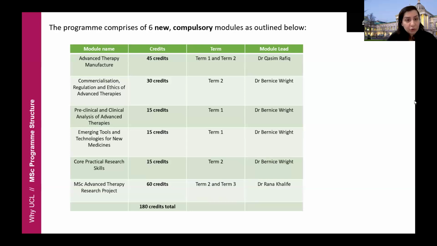You have 6 modules. You have the advanced therapies with Professor Qasim Rafiq, in term 1 and term 2. Then in term 1, you have the preclinical and emerging tools with Dr. Bernice. And in term 2, you have the commercialization and the core practical skills. With the core practical skills, you go to the lab, you practice how to culture cells and some of the analytics, so you would be ready for your research project that usually starts in March.